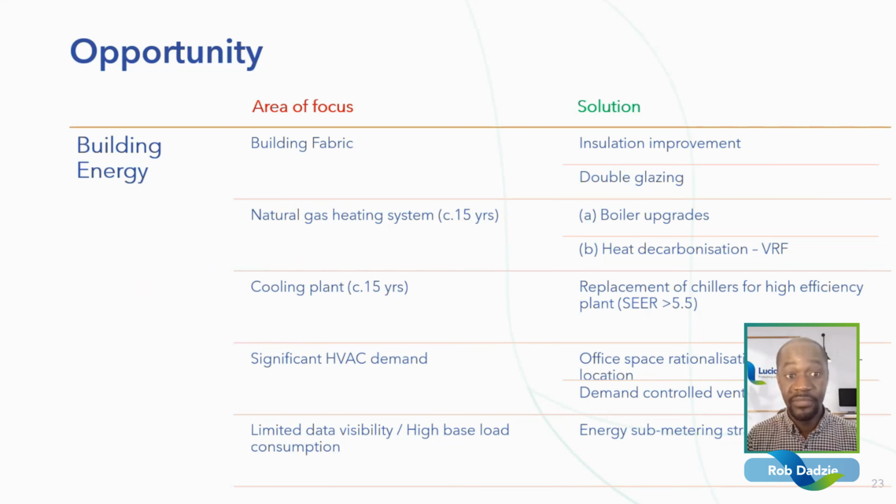Cooling plant also was 15 years old with a really poor efficiency rating. So the seasonal energy efficiency rating was actually about 2.95. We've recommended that those chillers be removed and new chillers with better SEER installed, 5.5 and above.